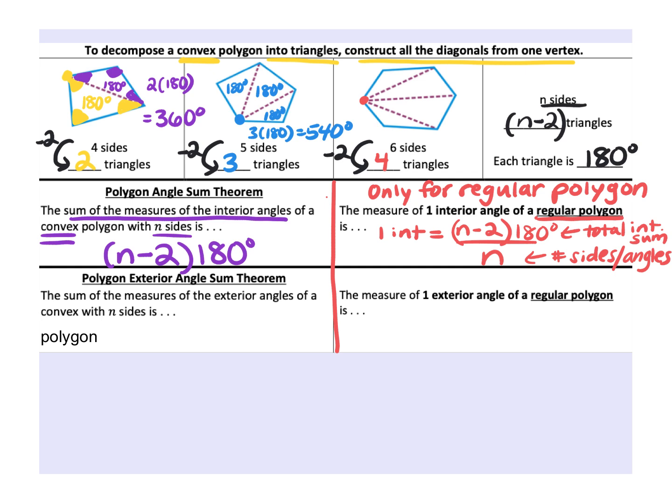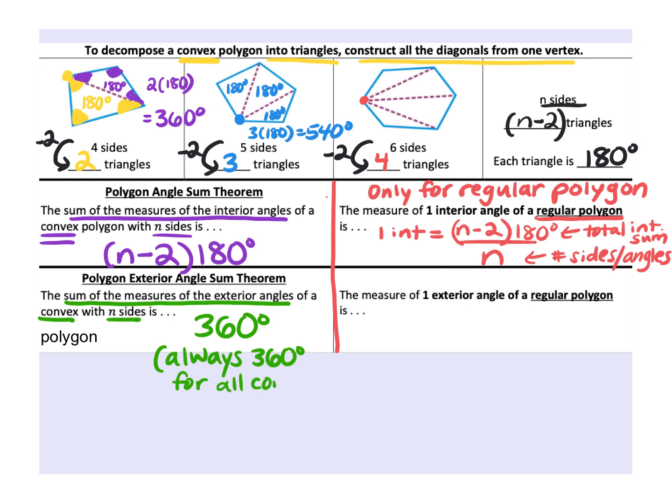It's actually easier. All polygons, whether they have 3 sides or 103 sides, the sum of the measures of the exterior angles of a convex polygon with n sides is 360 degrees. So it's always 360 degrees for all convex polygons. And that's my exterior angles. Remember, my interior angles are going to change based on the number of sides, but the exteriors will always add to 360 degrees. Which brings us to our final formula.